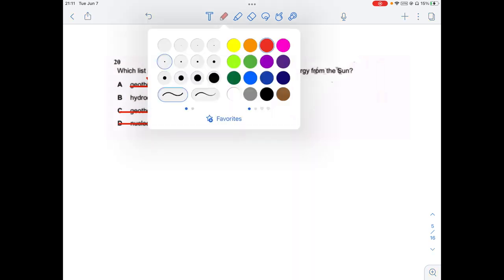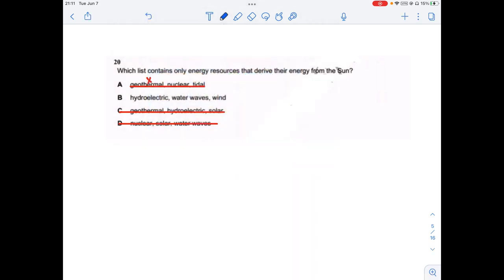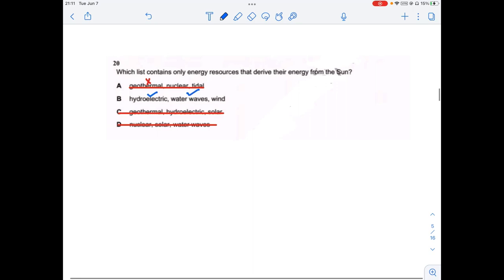So I'm only left with option B. Let us check: hydroelectric, yes, it derives its energy from the sun. Water waves also derive energy from the sun, and wind also derives energy from the sun. So only option B is correct. That's going to be the answer.